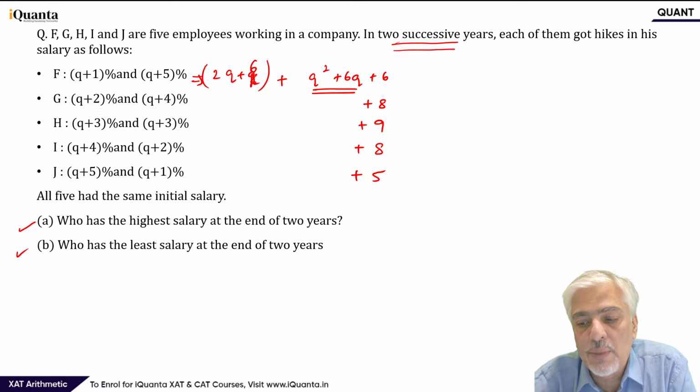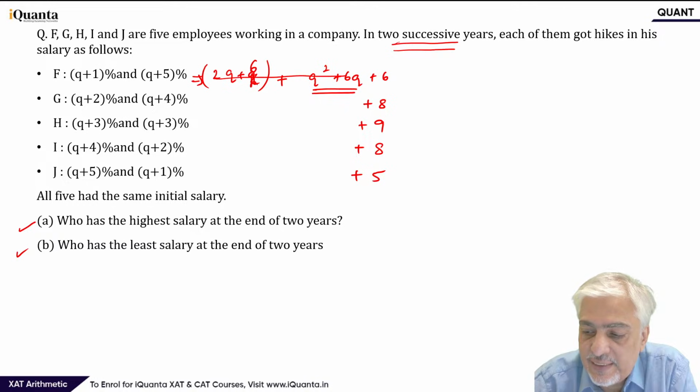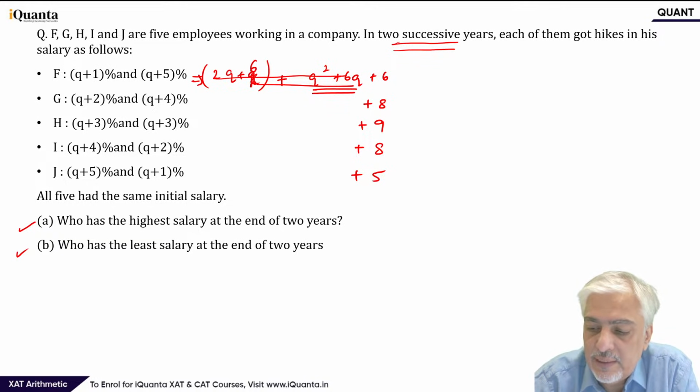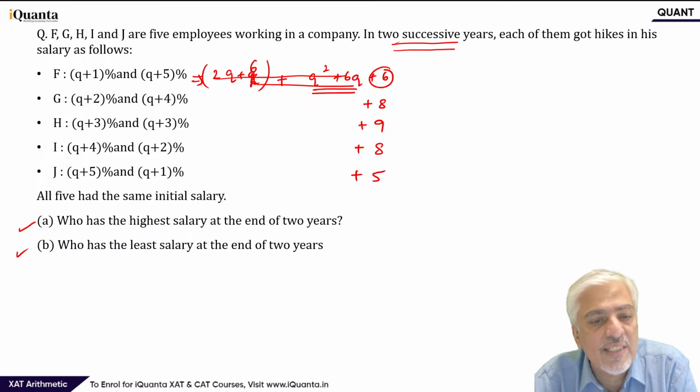Let's see if everybody understood what I'm saying. No need to do anything. In fact, we're not doing any calculation. This is just to explain to you. Pratmesh, did you understand? All this was not needed. So I just took this extra 6. For F, there is extra plus 6. For G, it is 8. For H, it is 9, and so on.